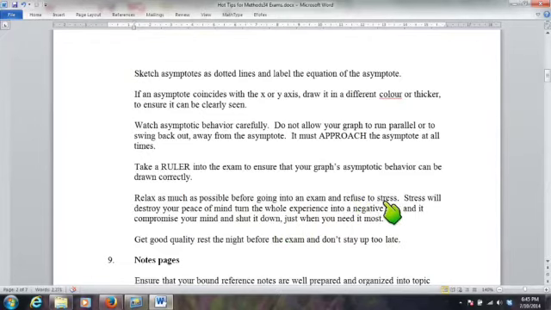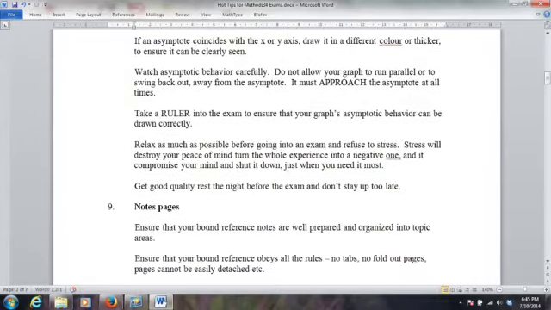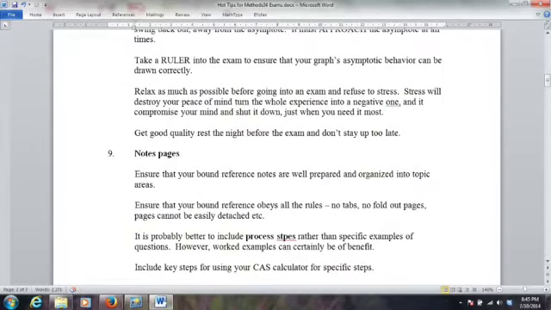You've worked hard all year and you deserve to succeed, so why shoot yourself in the foot at the last minute? You just don't need that, okay? Yes, you need to get good quality rest the night before the exam, needless to say, and don't stay up too late. If you haven't got it by the night before the exam, then just forget it, okay? And go to bed and have a good rest.